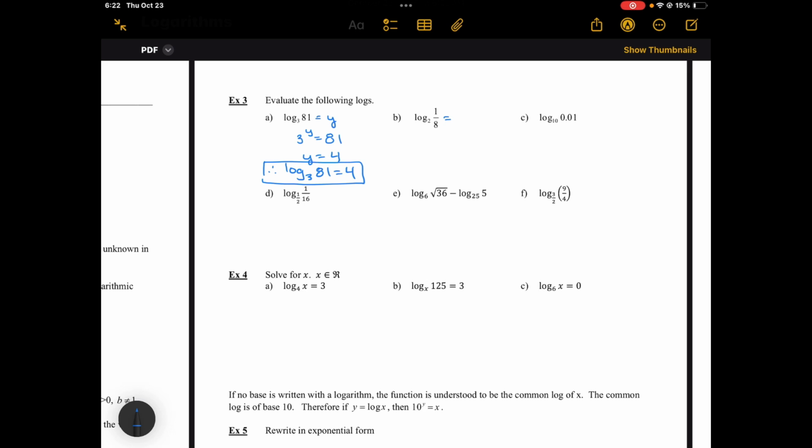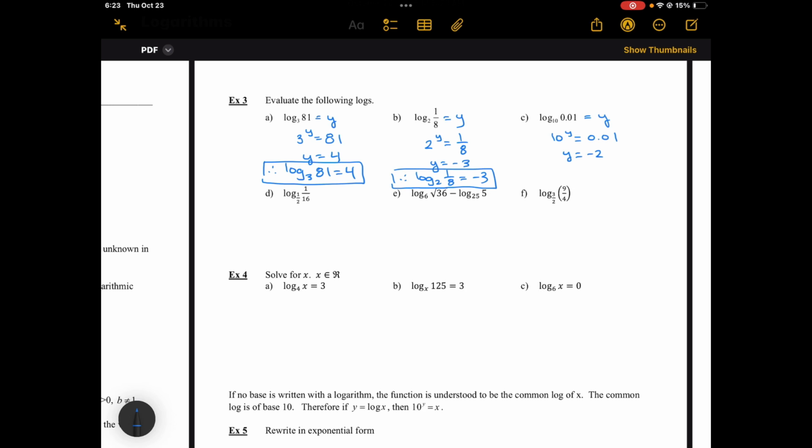The next one here, I'm going to set it equal to y. And I would say 2 to the exponent y is equal to 1/8. The answer to this question would be minus 3. And so then my final statement would be log base 2 of 1/8 is equal to minus 3. I'm going to keep going for a couple more examples. So this is equal to y. I'm then going to change it into exponential form.